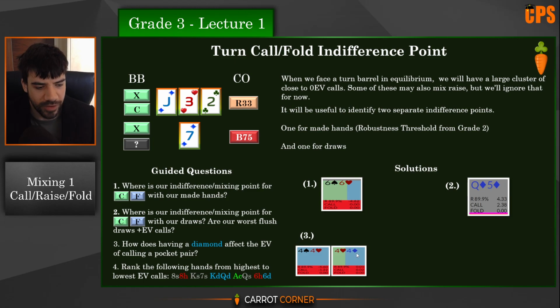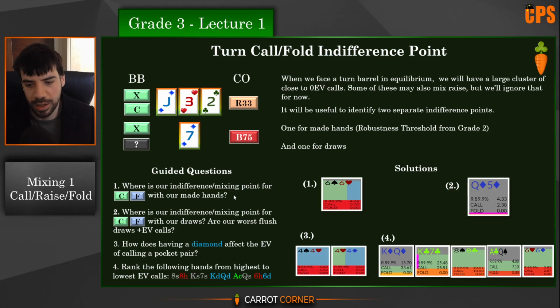Question 4 is a bit more involved. We're going to rank the following hands from highest to lowest EV calls. This is the solution. The king-queen is, needless to say, the best call here. Not only does this hand have a wealth of implied odds, good pair outs, and some showdown value, but it also just has a very useful ability to win very big pots. This is the kind of hand that when your opponent bets the river, you can even jam for value. You can't say that about worse flush draws.